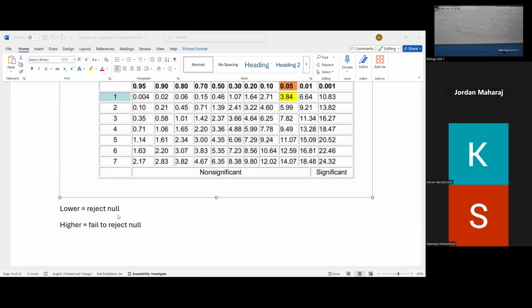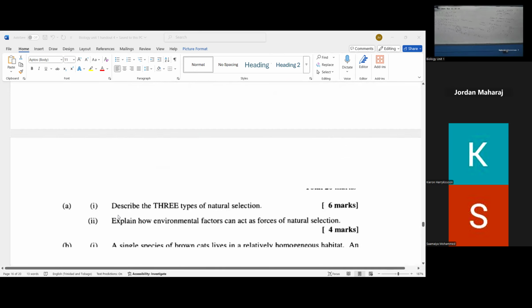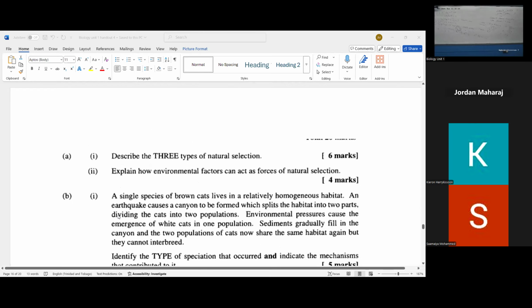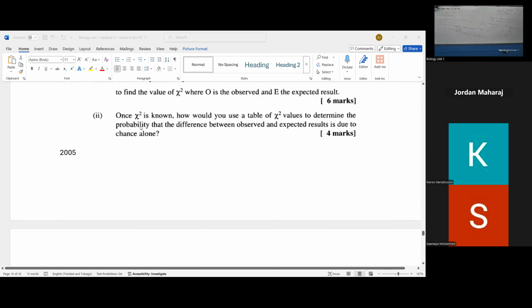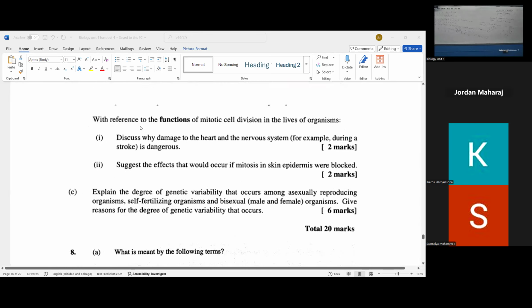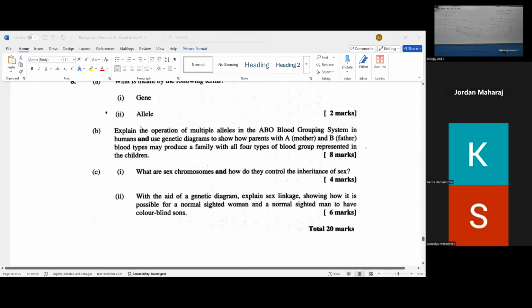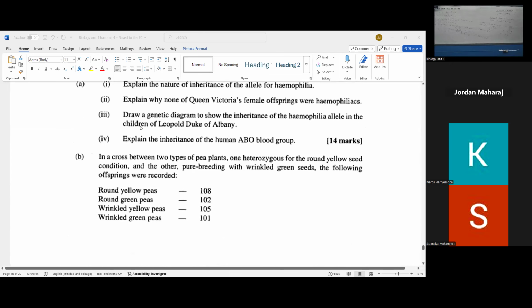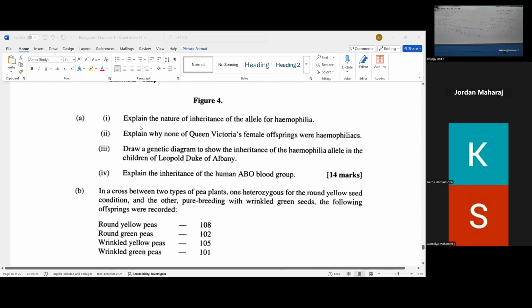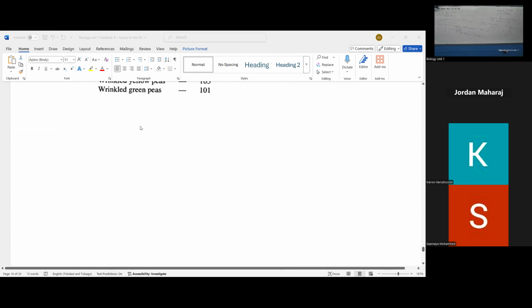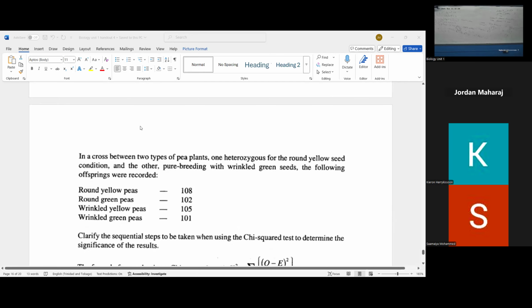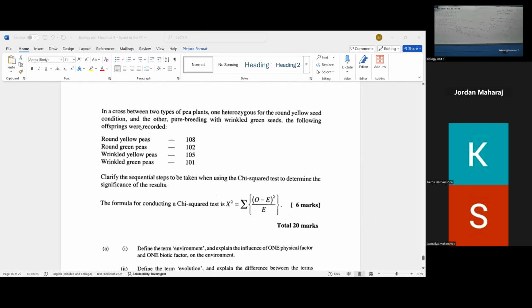Right? I know that just based on talking, it'll be difficult to understand. But we're going to do a question now to help you understand. Right. So the probability table is given to you, either in the question or the data book, right? So you'll have to memorize it.